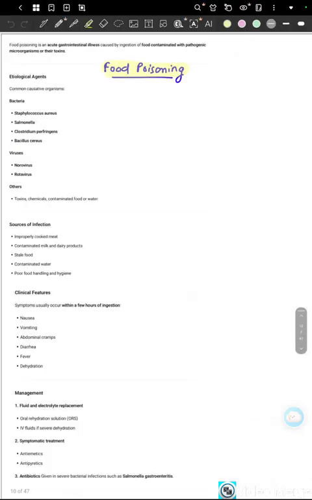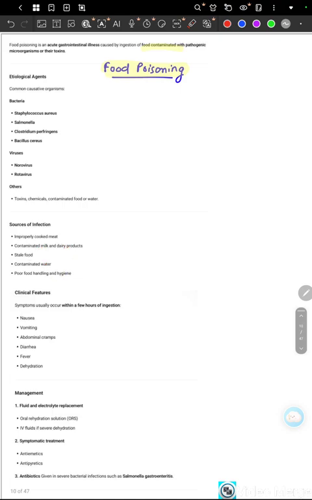Then the next is food poisoning. So food poisoning is an acute gastrointestinal illness that happens because of the consumption of contaminated food. Then etiological agents: the most common cause is going to be Staph aureus or Bacillus cereus. Apart from that, Clostridium perfringens can also lead to this. Viruses are rotavirus and norovirus. Then the sources of infection: improperly cooked meat, contaminated milk and dairy products, consumption of Chinese fried rice, stale food, contaminated water, poor handling and poor hygiene.